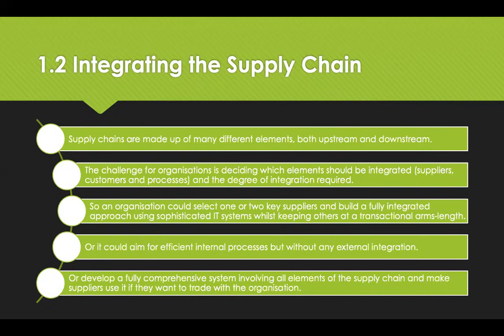So an organisation could select one or two key suppliers and build a fully integrated approach using sophisticated IT systems while keeping others at a transactional arm's length. So something like EDI. Or it could aim for efficient internal processes, but without any external integration. Or develop a fully comprehensive system involving all elements of the supply chain and make suppliers use it if they want to trade with the organisation.